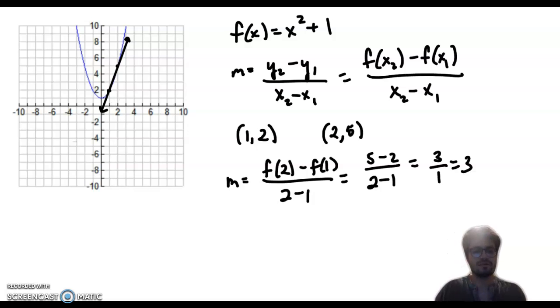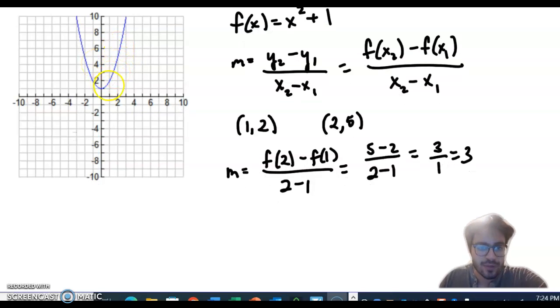What's a way we could do better? I could get closer, right? So I'm still looking at this point. Instead of choosing (2, 5), what if I choose a point right here? Now I'd be getting closer to making it a tangent line, right? I picked the point that was right at around 1.5.